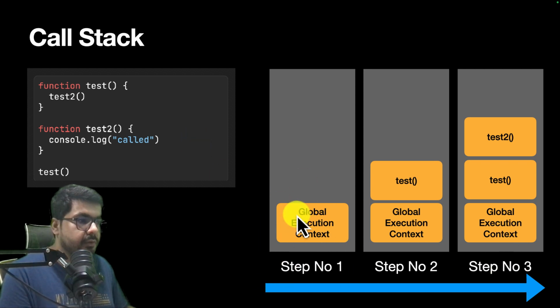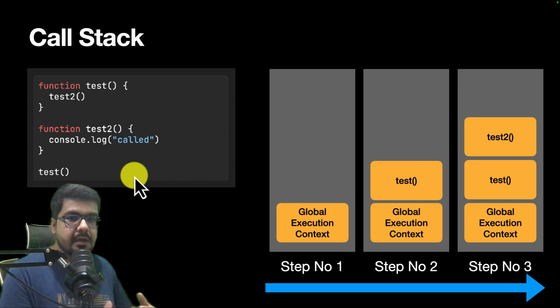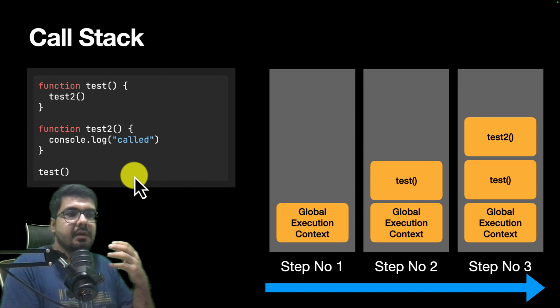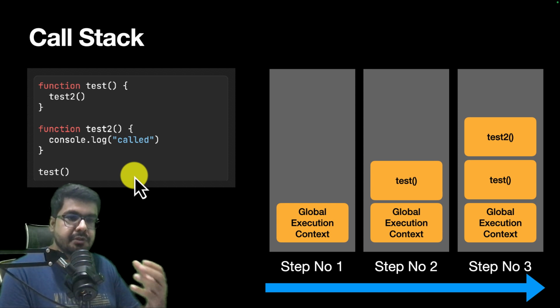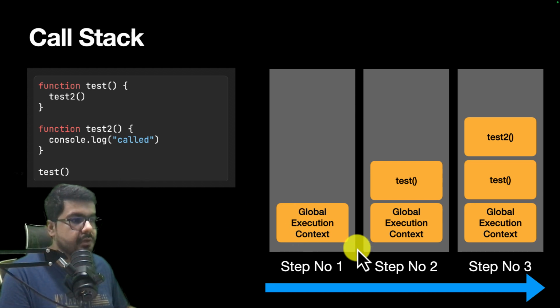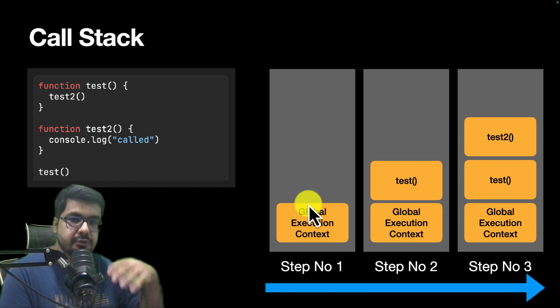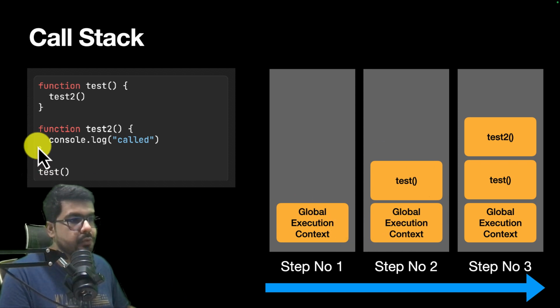The very first thing we know is that before even a single line of JavaScript is executed, the JavaScript engine pushes the very first thing onto the call stack, which is our global execution context. So on step number 1, the global execution context is pushed, and after that on step number 2, the code execution starts and the test function is pushed onto the call stack. Once the test function starts executing, it calls another function, test2, so test2 will be pushed onto the stack.